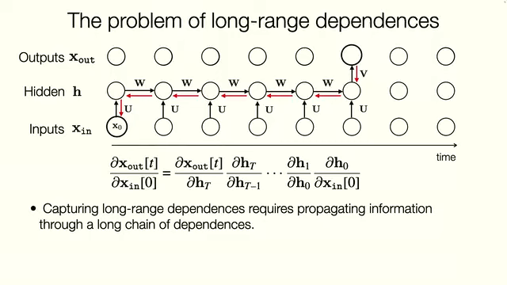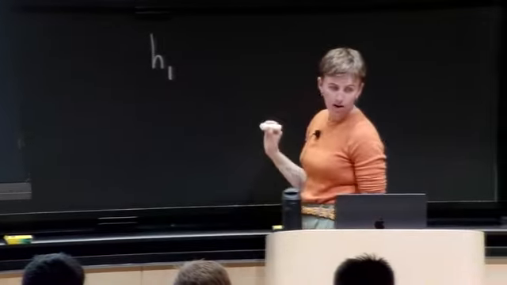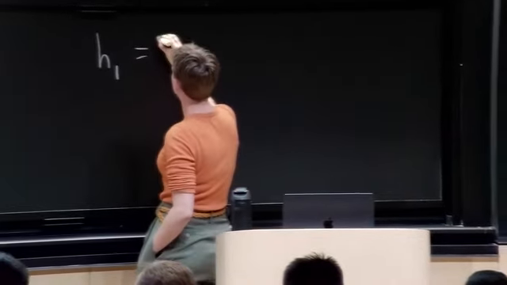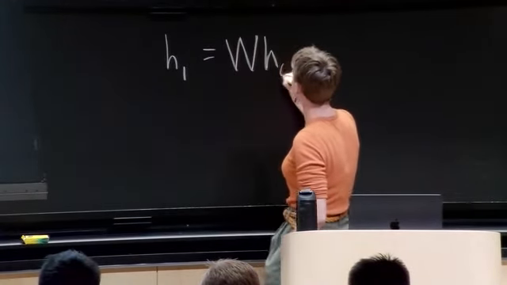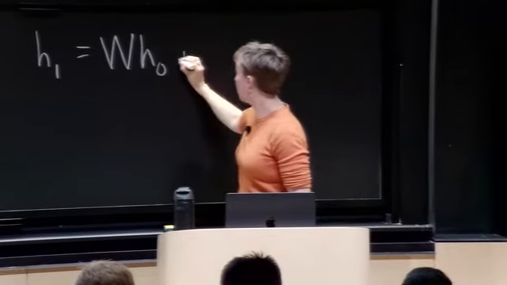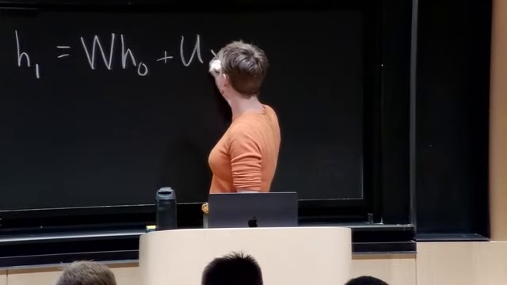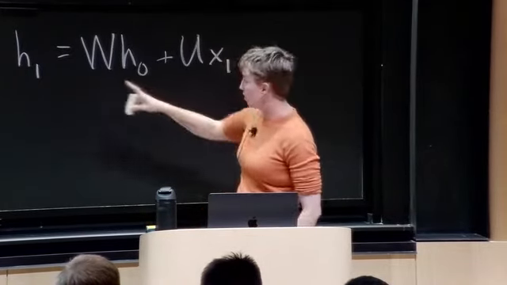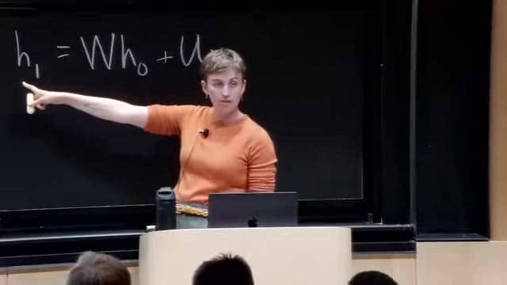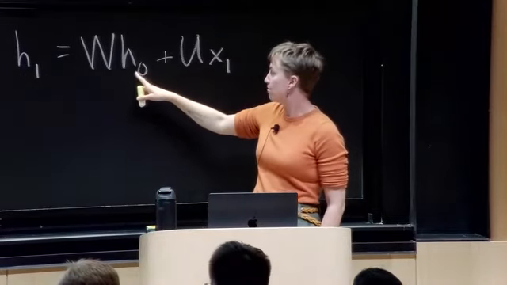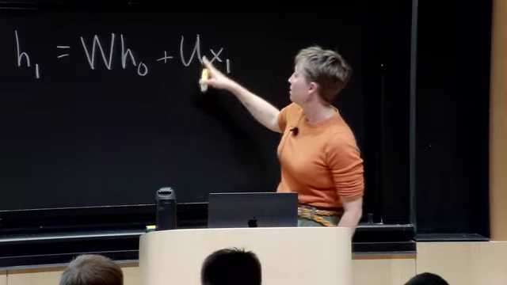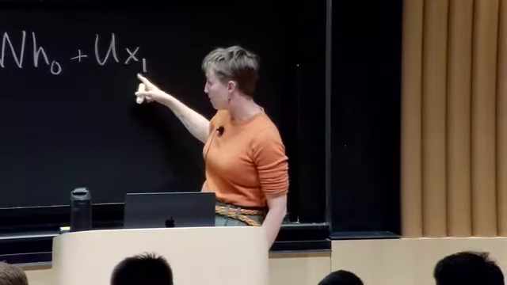So for simplicity, just to walk through what the math looks like, we're going to assume we don't have any nonlinearities, and all the bias terms are set to 0. So say we have h sub 1, and that's going to be equal to, like we said before, W of h sub 0 plus U of x sub 1. So h sub 1, the hidden state at that first step, is going to be equal to the weights times the hidden state of the previous step, plus these weights times the new input.